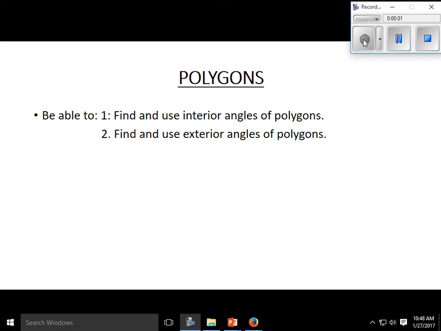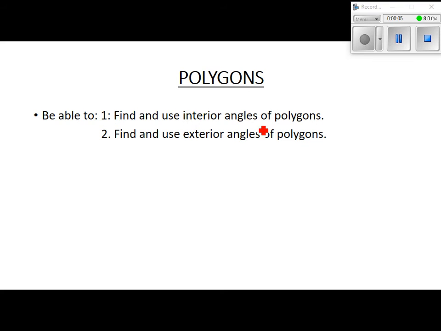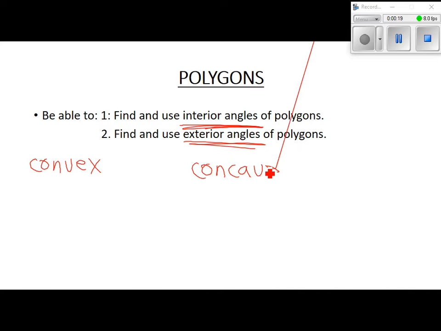With polygons, we're going to be able to find and use interior angles of polygons and exterior angles. A couple of things to remember: convex, concave. Convex polygons are the ones that we're going to be using most of the time. Concave, we're not going to use very often.